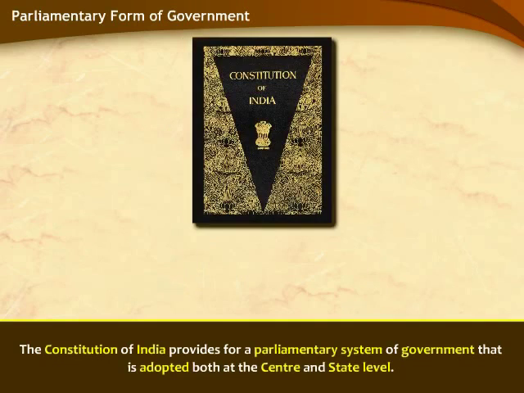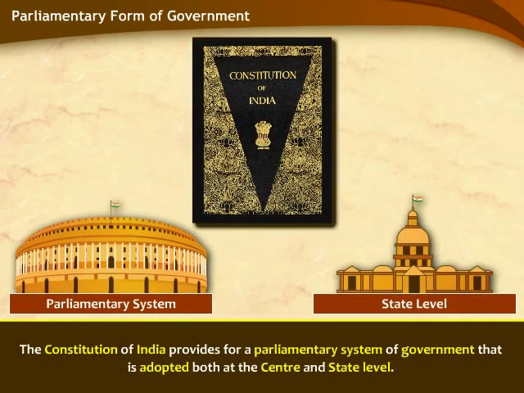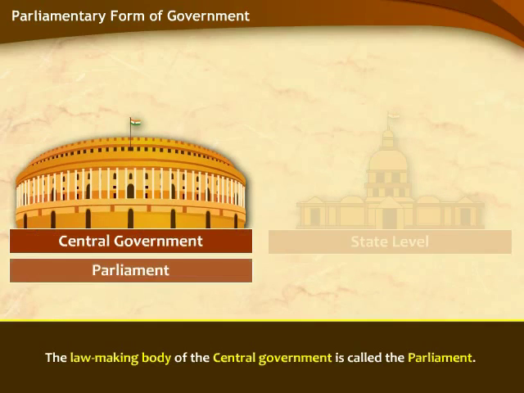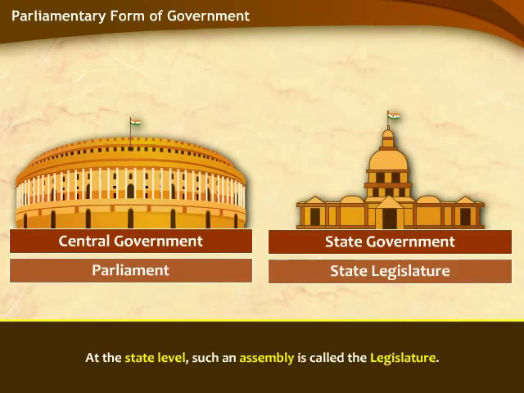The Constitution of India provides for a parliamentary system of government that is adopted both at the center and state level. The law-making body of the central government is called the Parliament. At the state level, such an assembly is called the legislature.